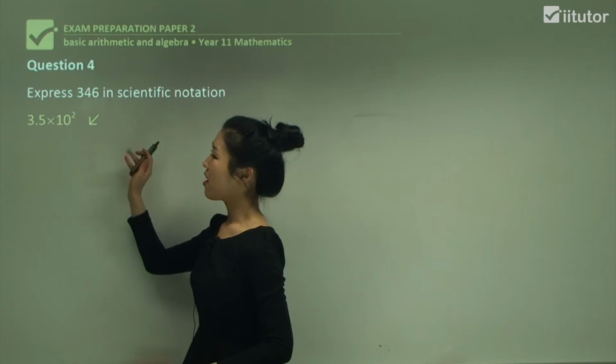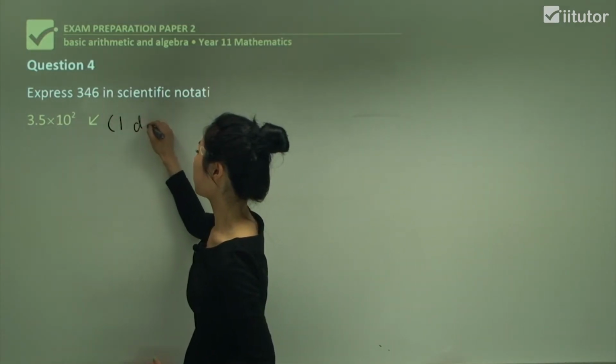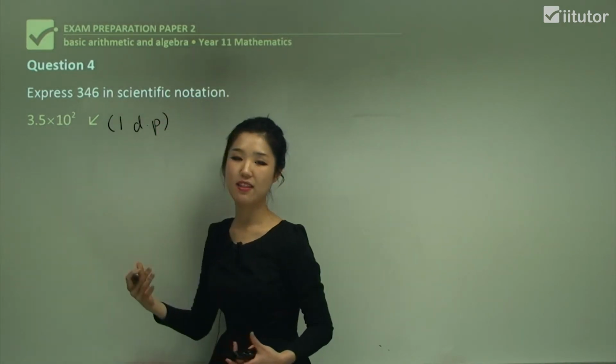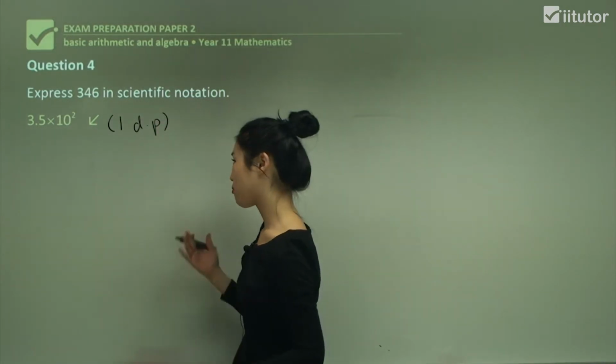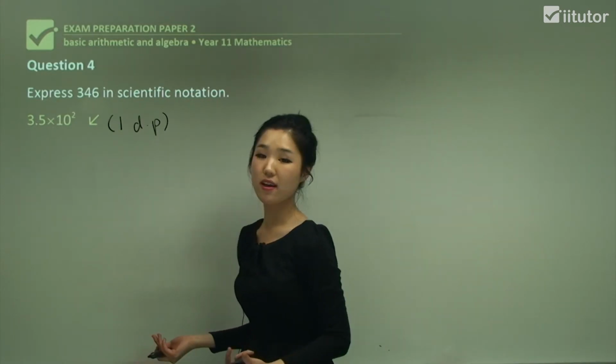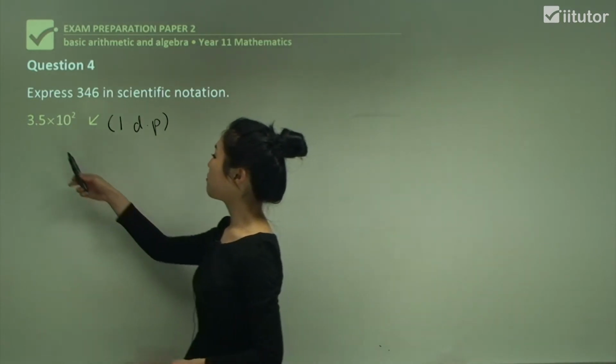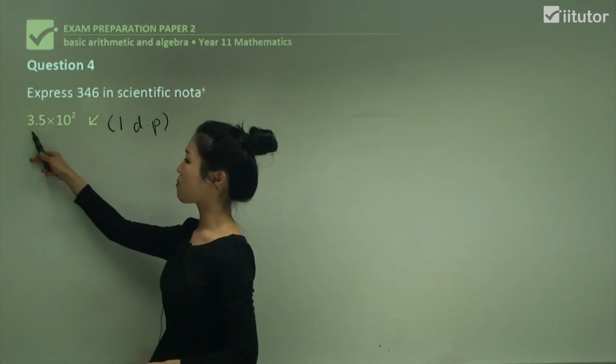Okay, I made it to 1 decimal place, so it's a good idea to write 1 dp to indicate to your teacher that you've rounded off to 1 decimal place. You can round it to 2 decimal places if you like, up to you, as long as you make a little note there. So I'm putting it to 1 decimal place, so 3.5.